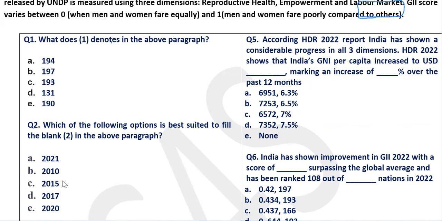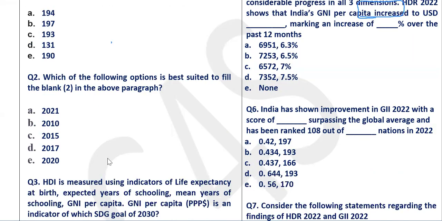Students, there is one more thing. Inequality adjusted HDI was introduced in 2010. Remember that in 2010 the inequality adjusted human development index was released. Okay, let's see the next question.